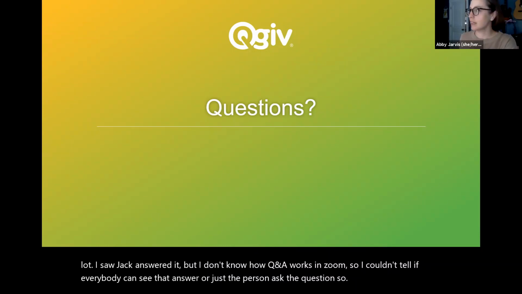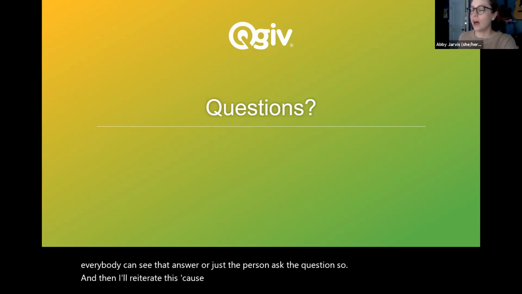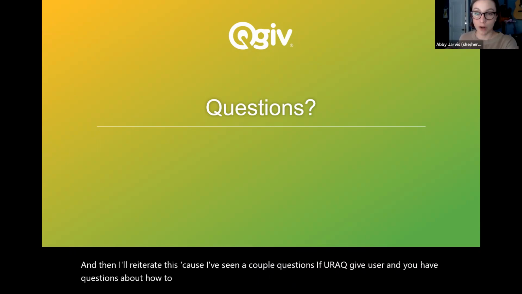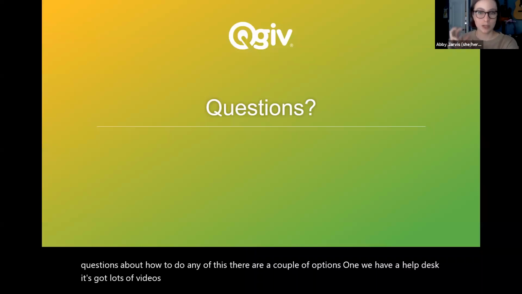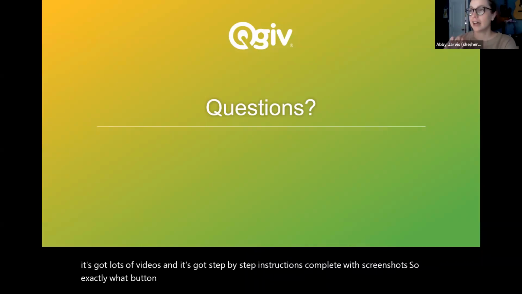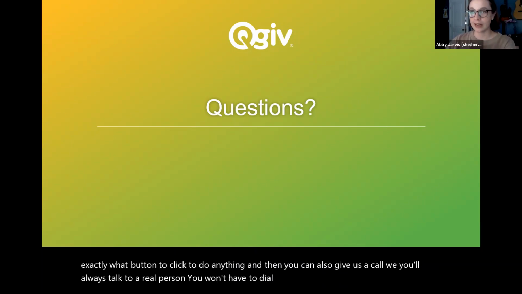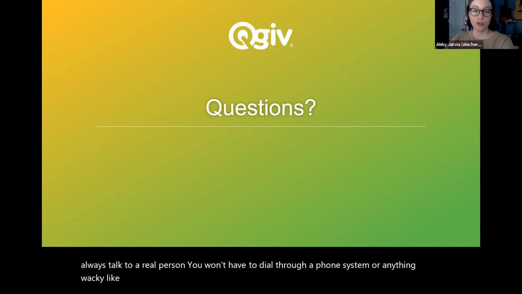And then I'll reiterate this because I've seen a couple questions. If you are a Qgiv user and you have questions about how to do any of this, there are a couple of options. One, we have a help desk. It's got lots of videos and step-by-step instructions complete with screenshots, so you know exactly what button to click to do anything. And then you can also give us a call. You'll always talk to a real person. You won't have to dial through a phone system or anything wacky like that. And we can show you how to do things.